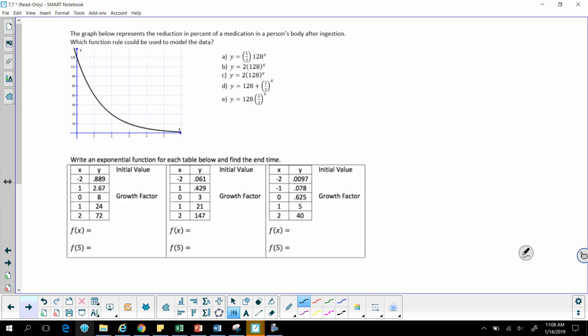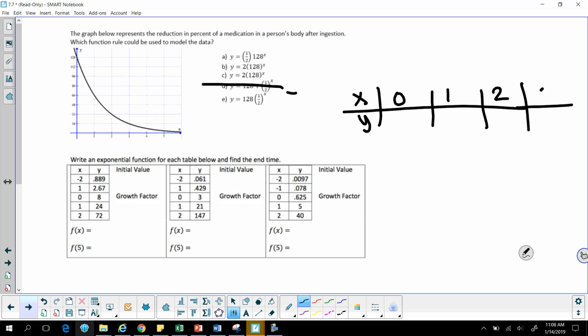So let's look at this. First of all, are there any plus? Did we learn about plus yet in exponential functions? No. So cross that one out. That makes sense. Then let's write our table. So x and y, so 0, 1, 2, and 3. So if x is 0, what is my y right here? It's really small, but it says 128.